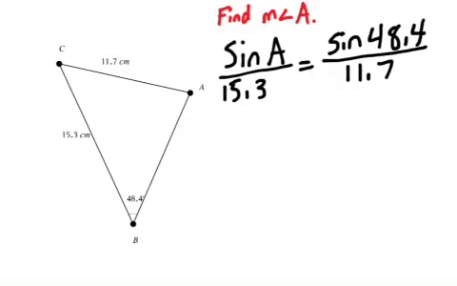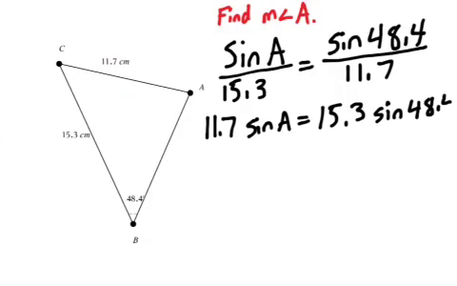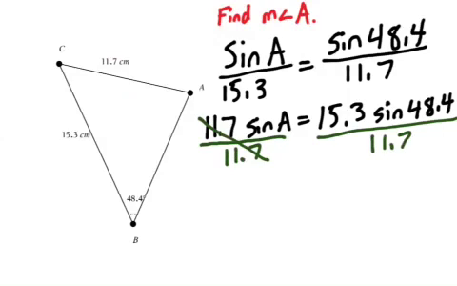Alright, once we're set up at this point, all I'm going to do is cross multiply. So I'm going to have 11.7 sine A equal to 15.3 times sine of 48.4. And I'm wanting to solve for big A. So I would start off by dividing by that 11.7 on both sides. I'm going to type that in my calculator and see what I get. So I have sine A equal to 0.9779, and I'm rounding to 4 decimal places.